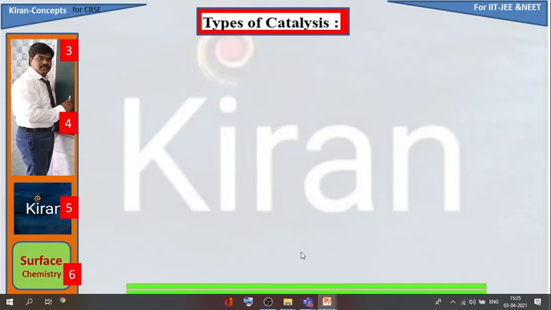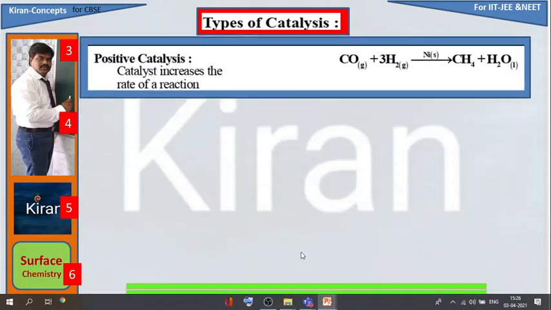Another classification, types of catalysis. First one is homogeneous, second one is heterogeneous catalysis, and third one is positive catalysis. The catalyst increases the rate of reaction. Such kind of catalysis reactions all come under positive catalysis. CO plus 3H2, the speed will be increased where nickel is used as a catalyst.